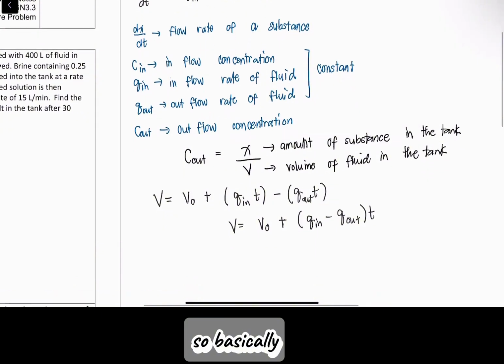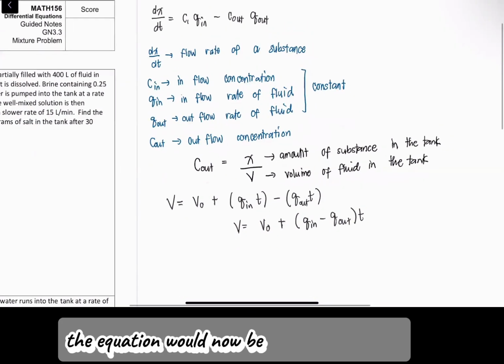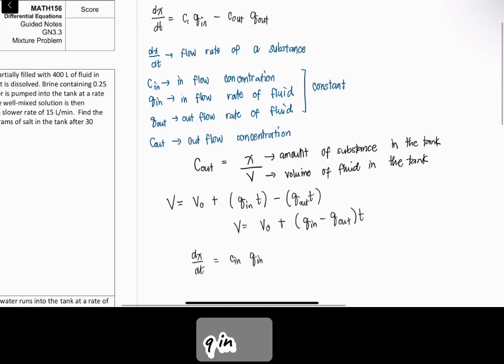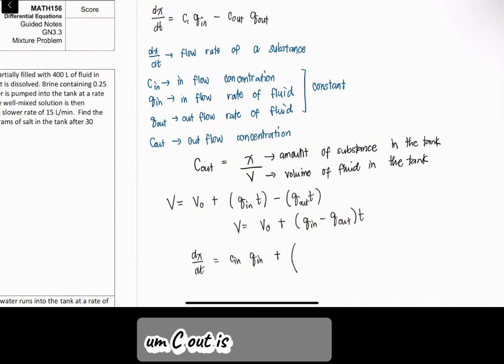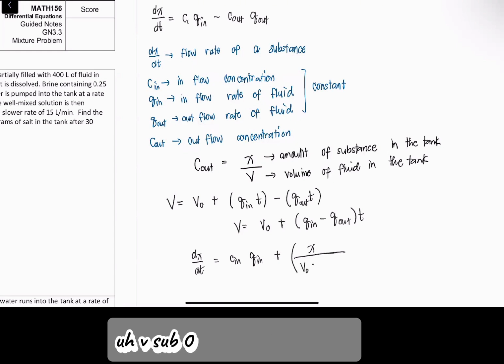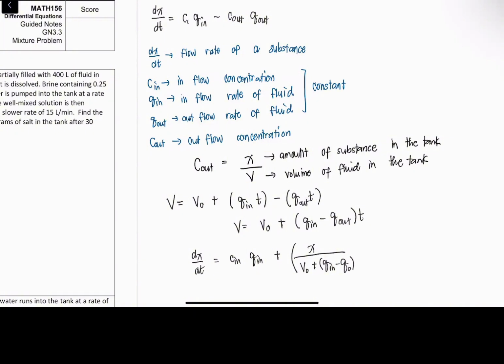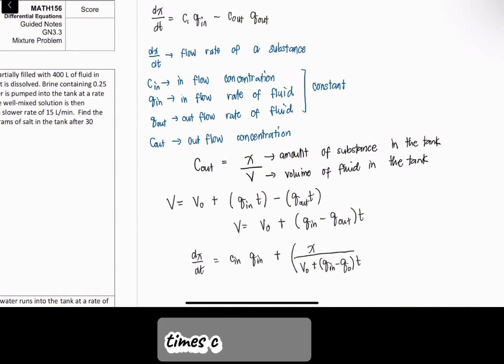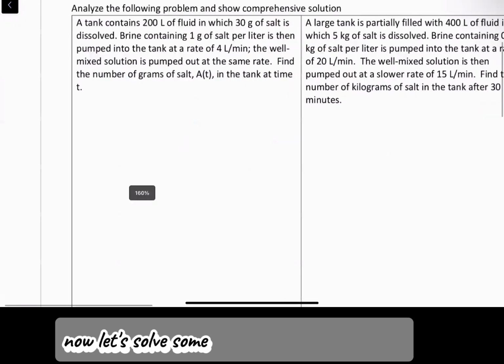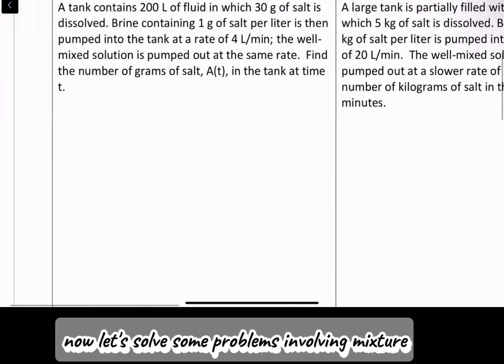So basically, the equation would now be dx over dt equal to C in Q in minus C out, where C out is x over V, which is V sub 0 plus Q in minus Q out times T, times Q out. Now let's solve some problems involving mixture.